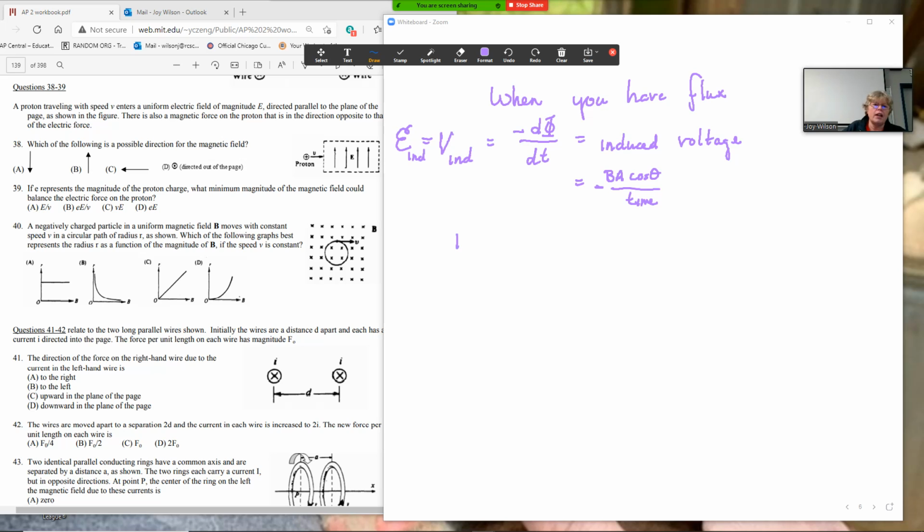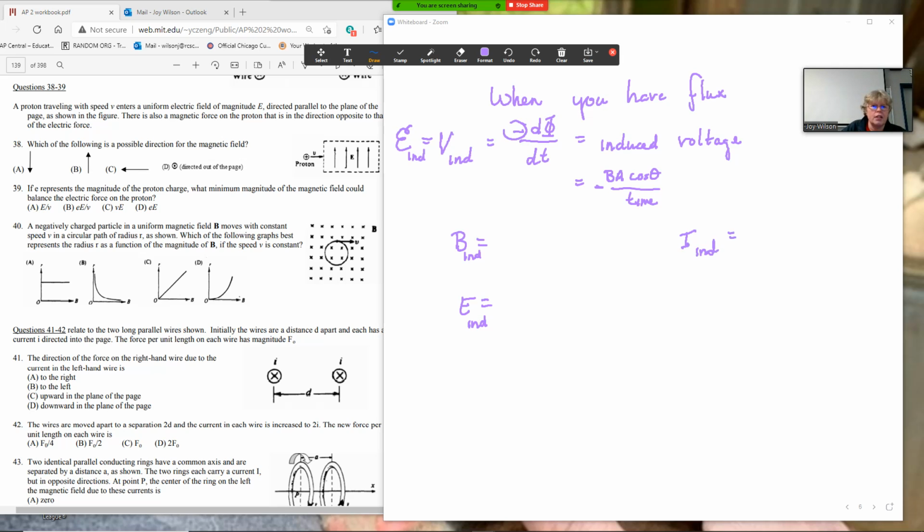You will get a new magnetic field or a new electric field that appears because of this. So there'll be an induced magnetic field and there'll be an induced electric field. We'll talk about how to get those. There will also be an induced current. So all of those things will happen.